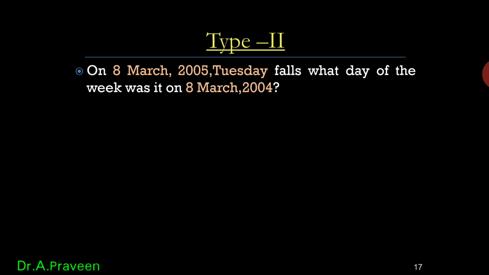Here also we have to look into the year in which we cross the month of February. So as we move back from 8th March 2005 to 8th March 2004, we cross the month of February in 2005. And 2005 is not a leap year. So therefore we can conclude that 8th March 2004 will be 1 day before Tuesday, that is a Monday. Of course, we can make an initial guess. It will be either Monday or Sunday. And depending on the year in which we cross the month of February, we decide the day.